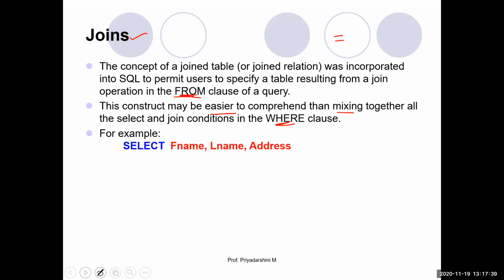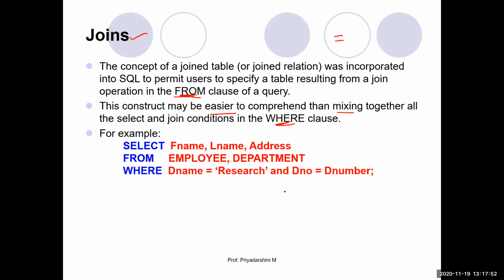For example, we will take a query which we have already done, on the company database that we have taken. We need to retrieve the first name, last name, and address of an employee who works in the research department. That's the query given. So this was the regular join that I actually worked out, right?